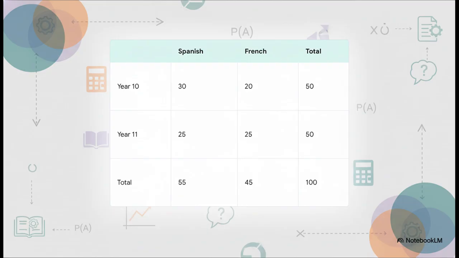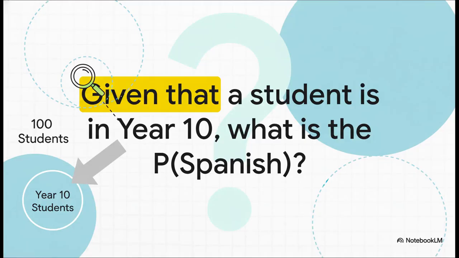This table here neatly organizes all the information about 100 students, sorting them by their year group and which language they study. All the numbers you're going to need are right there in front of you. Now read the question really carefully. I want you to find the two most important words on this slide. See them? Given that. This phrase is a massive, massive clue.